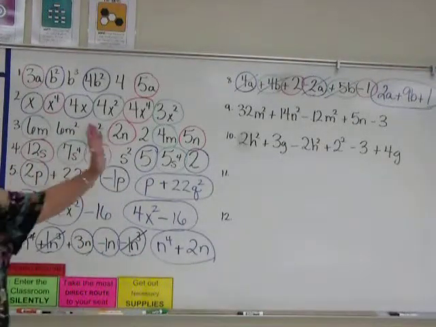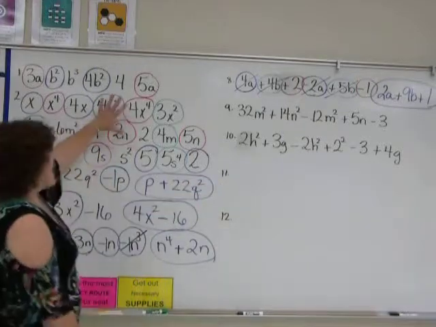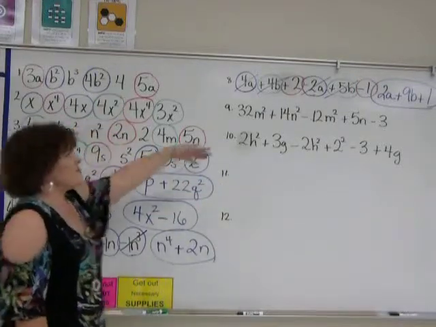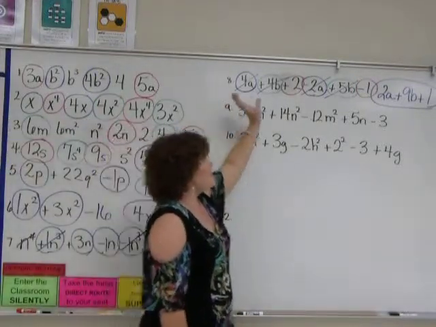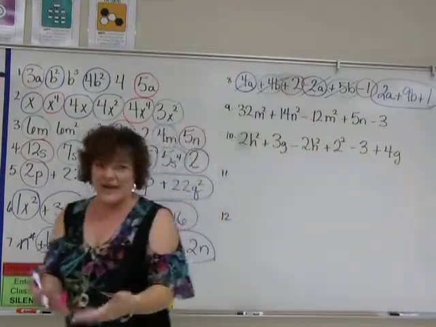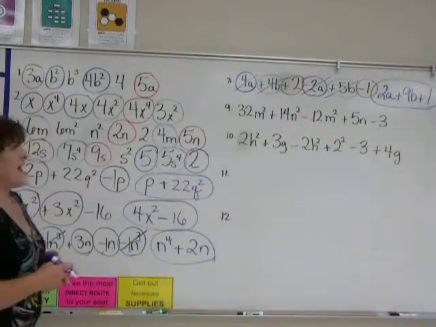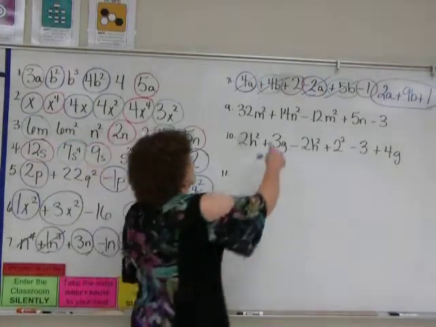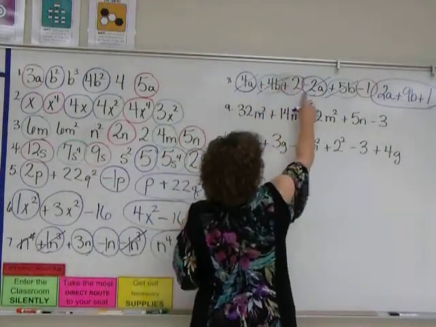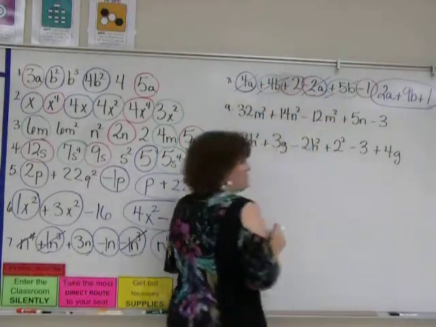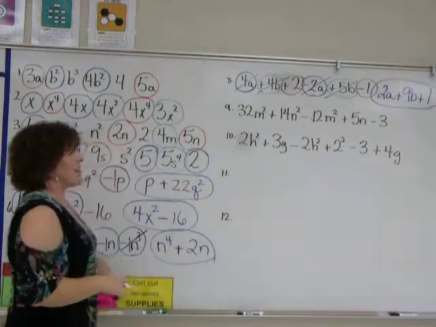You identify all your like terms first, just like we did up here. Then you start from the left and you start combining those things that you said were alike. And how do I know how to combine them? The sign, you notice that I'm circling the sign in front of them every time. That tells you how to combine them.